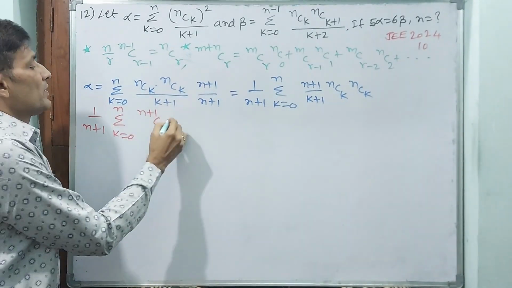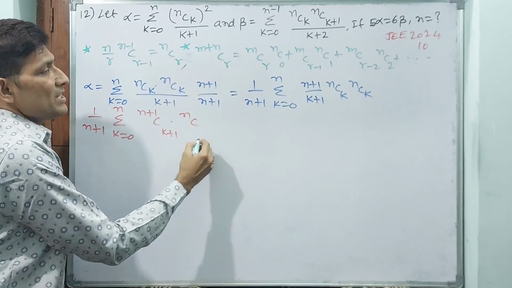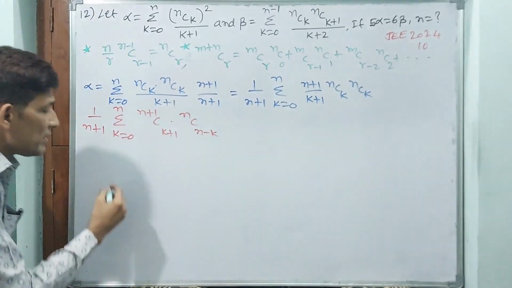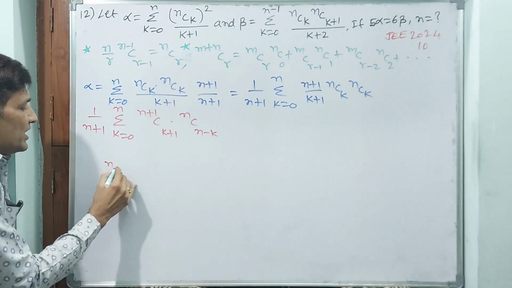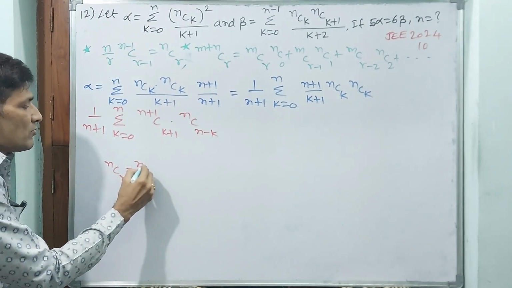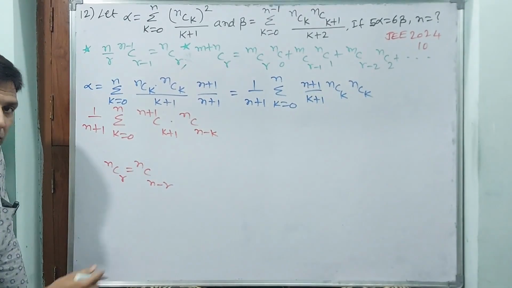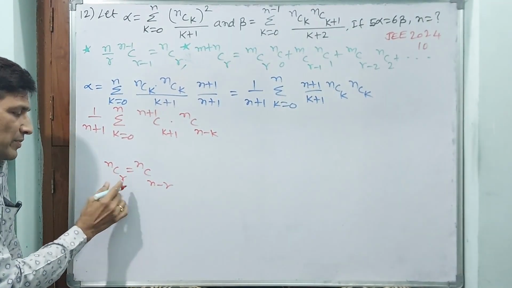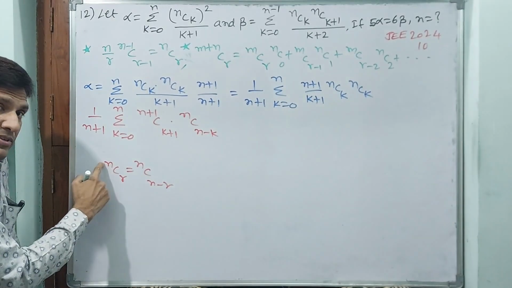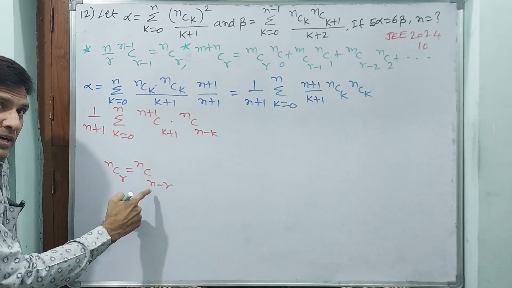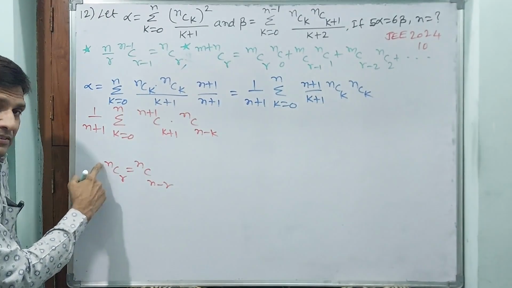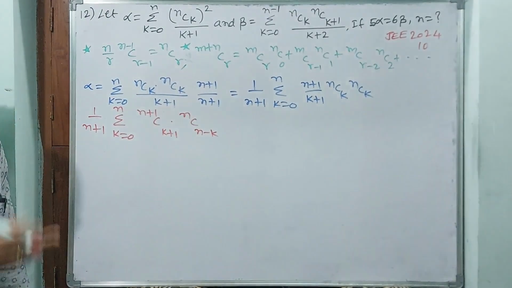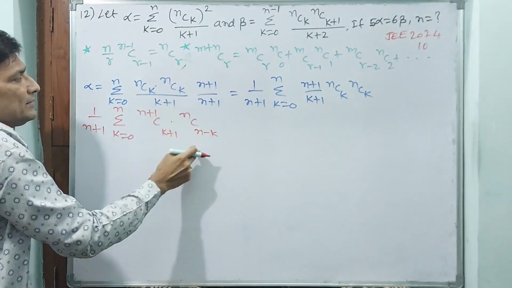And one more. See, rather than nCk, shall I write nC n minus k for this one? Why? Because we know very well nCr is equal to nC n minus r. Why? Because if you add these two, then again n has to come. That means, see, 7C3 and 7C4 both are same. Why? Because 4 plus 3 is 7. Same thing I have applied there. nC n minus k. Again you apply this formula then.